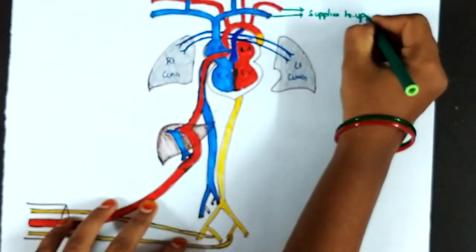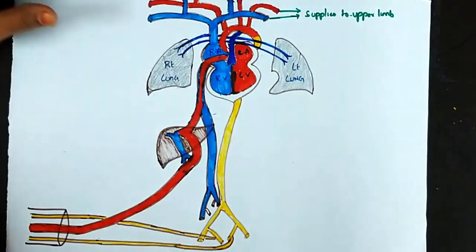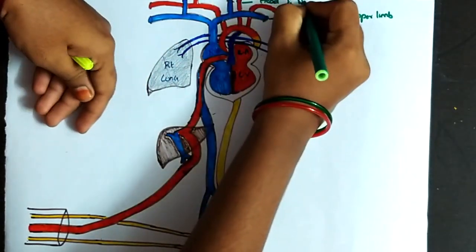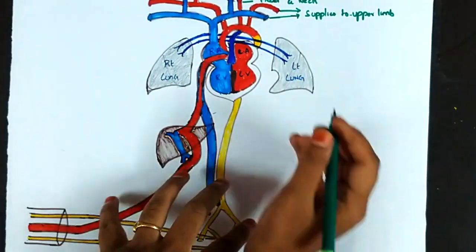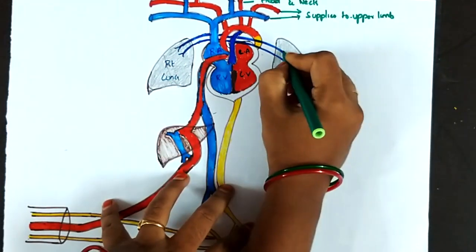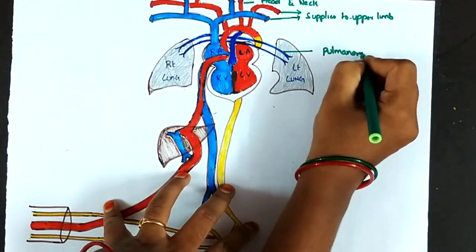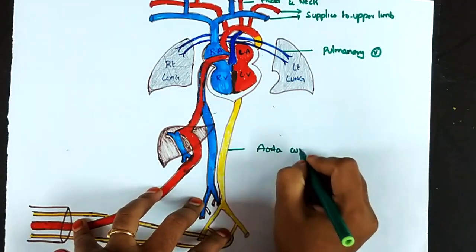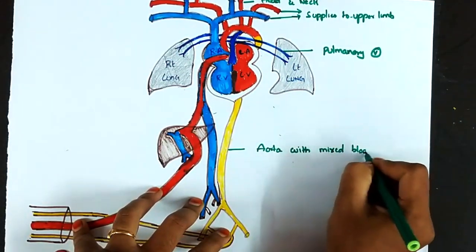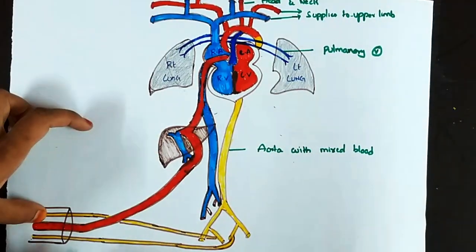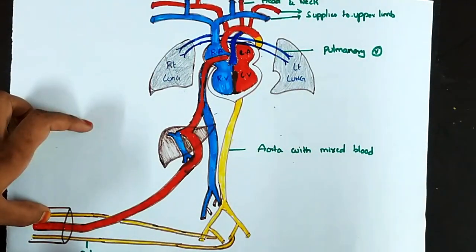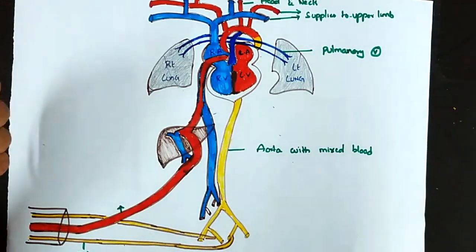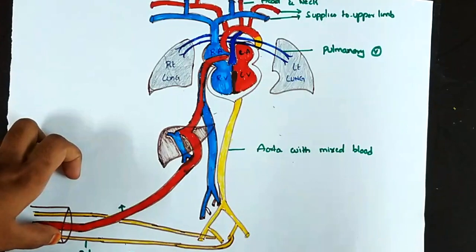See here, these subclavian vessels supply the upper limb, whereas the carotids go to the head and neck. The descending thoracic aorta has the mixed blood. These are the umbilical arteries. This is the umbilical vein. This red colored one is the umbilical vein, which leaves its remnant as ligamentum teres. Umbilical arteries leave remnants as medial umbilical ligaments.